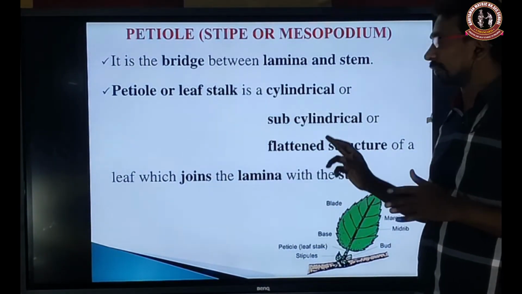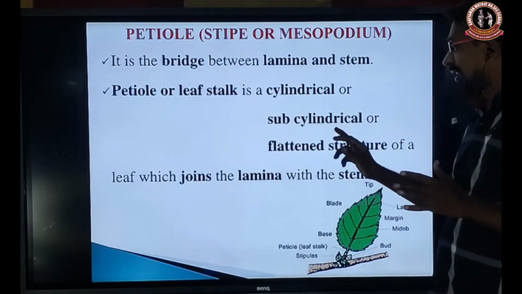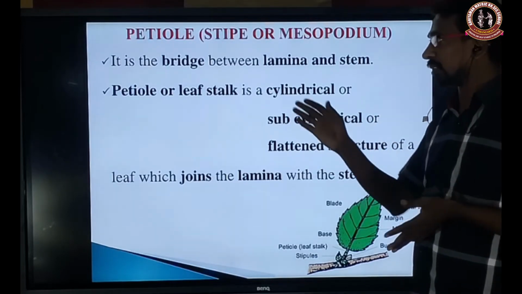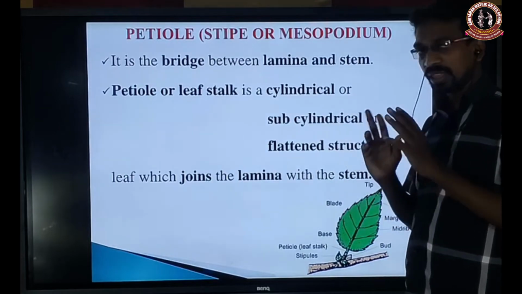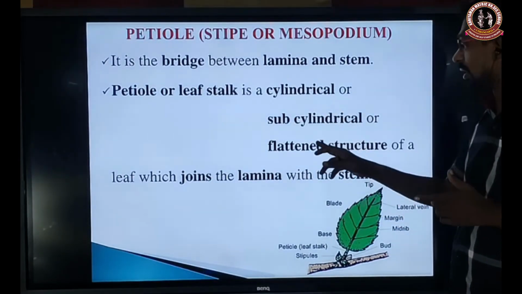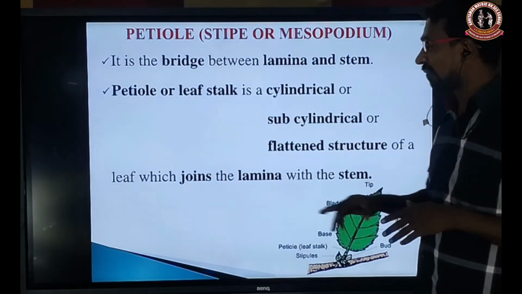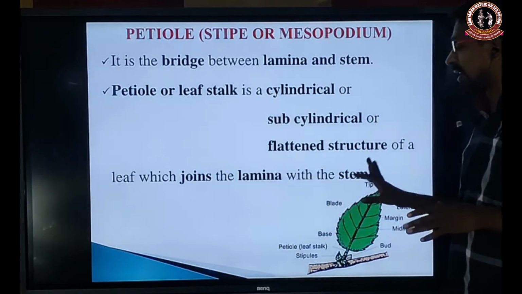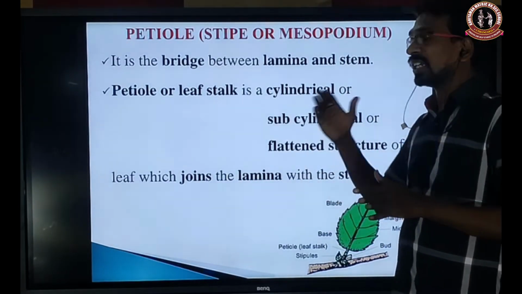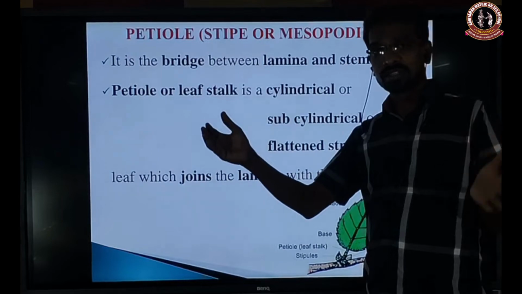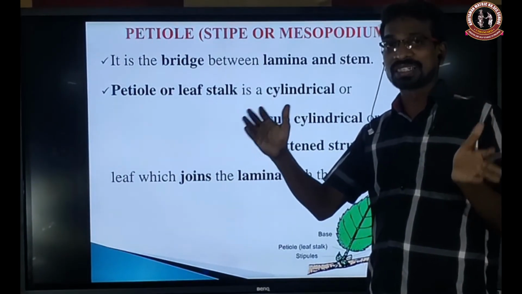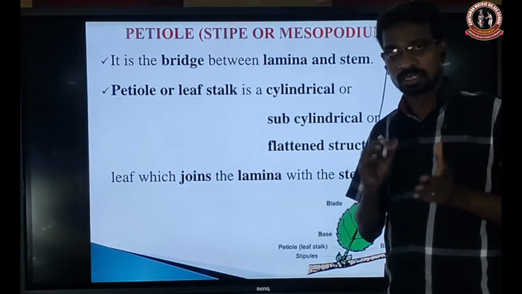The petiole may be cylindrical, subcylindrical or a flattened structure, whatever it may be. So that is the structure of the petiole. It is the part of the leaf which joins the lamina with the stem. What is its main role? It connects the lamina and the stem; it is the middle region.